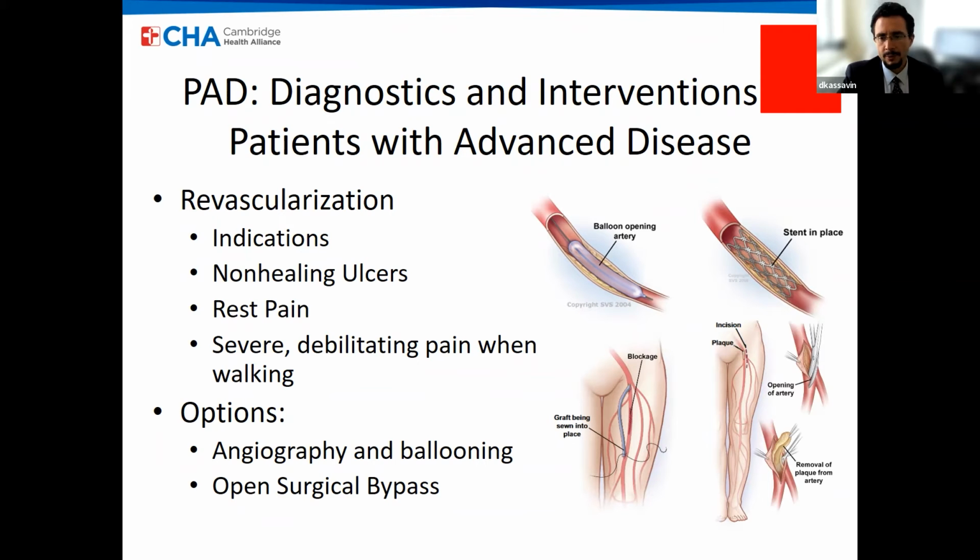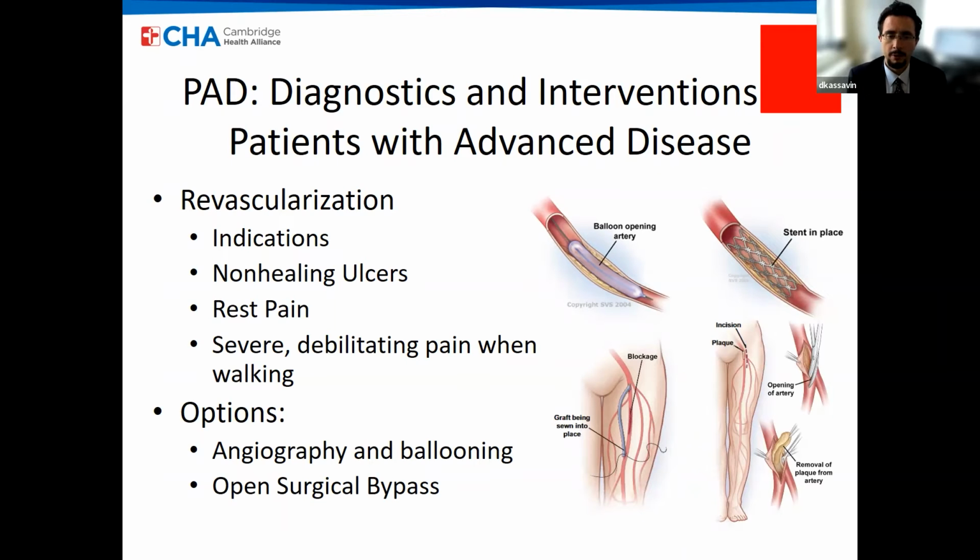Moving on to the options. So let's say we've exhausted medical management, or a patient presents with very severe disease. Well, then we need to start talking about revascularization options. And that basically means, what are we going to do to reintroduce blood flow to those end organs, whether it be the extremities or other parts of the body. The indications to do this, again, is typically with more severe forms of disease, whether it be a non-healing ulcer, rest pain, or if a patient has very severe debilitating claudication complaints. Again, that's the pain that someone may have in the calves or the thighs when they're walking.